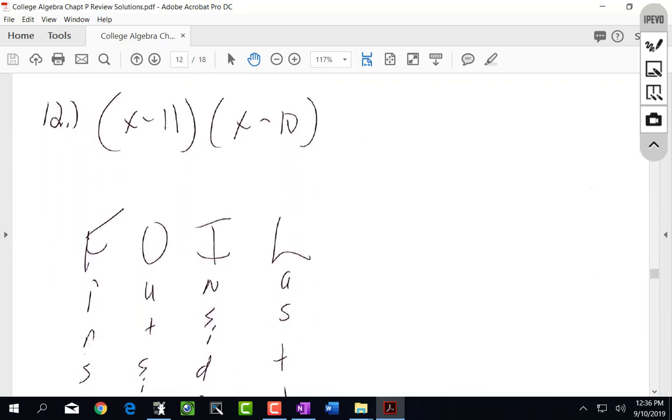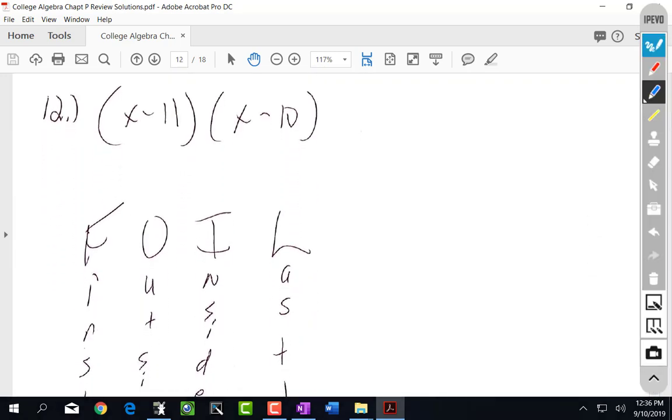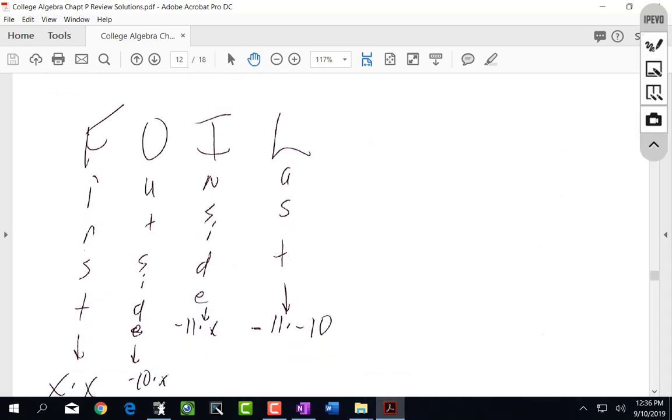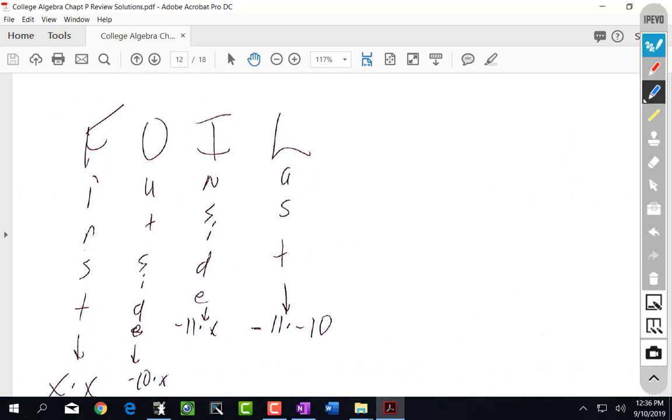On number 12, I've got two binomials being multiplied together. I've got x minus 11 times x minus 10. I'm going to use FOIL. So just as a reminder of what FOIL stands for: FOIL stands for first, outside, inside, and last. So that's what I break it down as, so that everybody can see my first, outside, inside, and last.